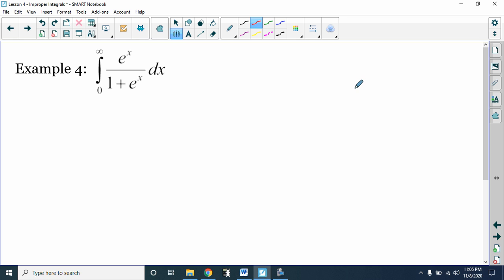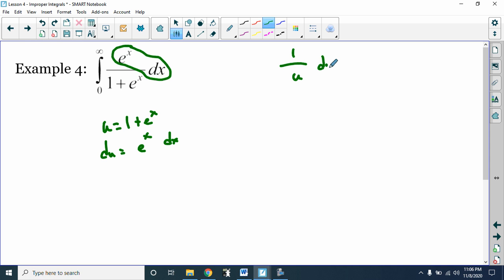Integral from 0 to infinity of e to the x over 1 plus e to the x dx. We need to use substitution. We're going to make u equal to 1 plus e to the x. So my du is e to the x dx, which is right here. So I get 1 over u du.